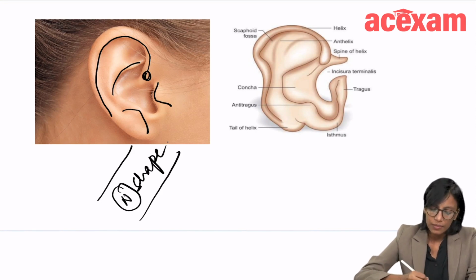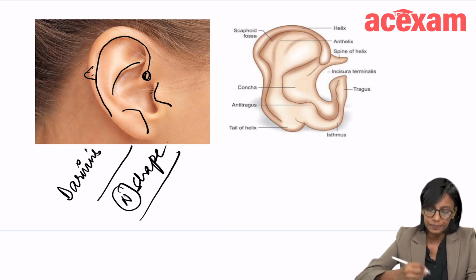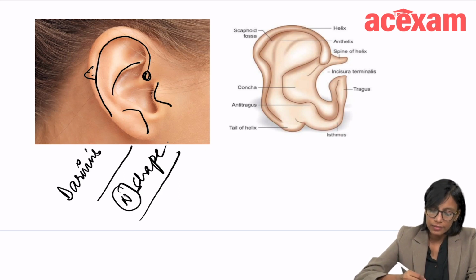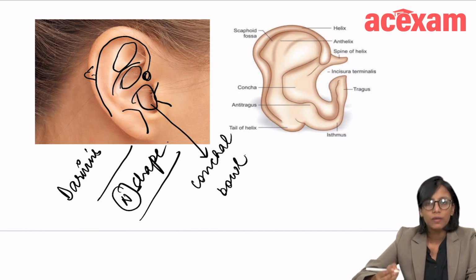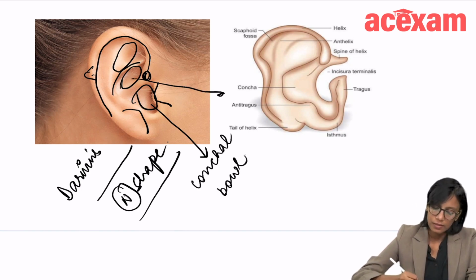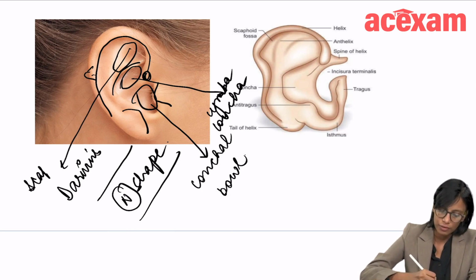Now sometimes there can be a tubercle on the helix. This tubercle is known as Darwin's tubercle. It is of no significance, it can just be present in some people. Then there are three spaces. This is the concha or the conchal bowl. This space is the Simba concha. And this space is the scaphoid fossa.